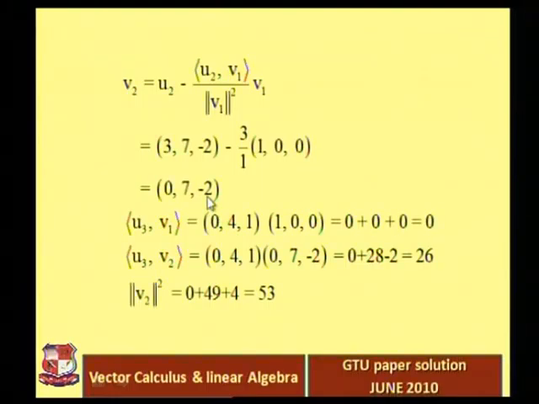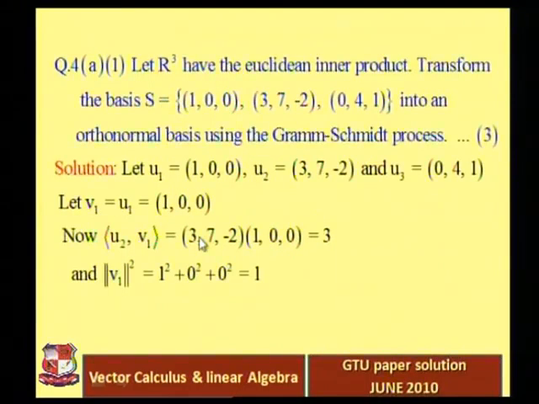Now we want to find v3. For that, first of all we have to find inner product u3 v1, inner product u3 v2 and norm v2 square. So first we find inner product u3 v1, where u3 is 0, 4, 1 and v1 is 1, 0, 0.